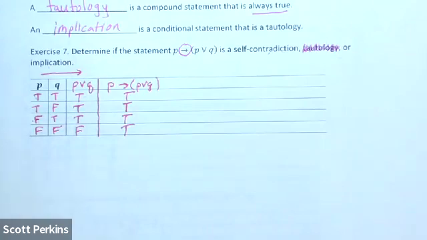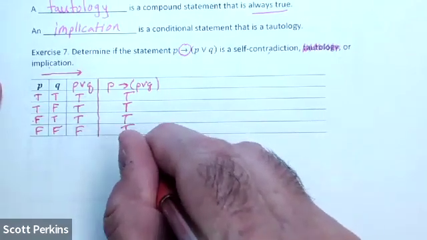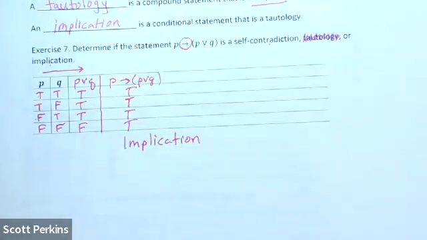That's sort of the right answer. It's just not specific enough. Because it's a conditional statement, that means it is an implication. And there you go. That's how you identify it.